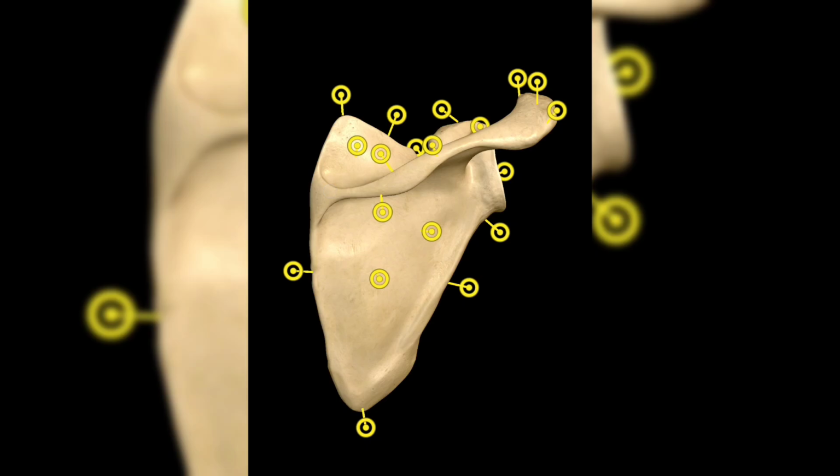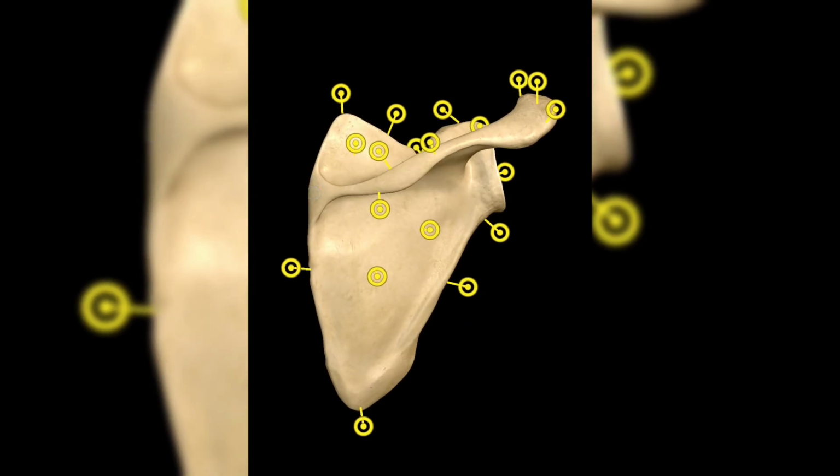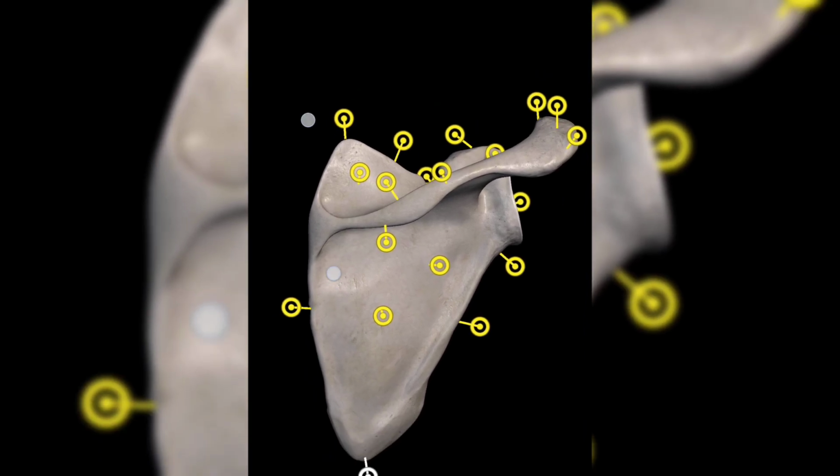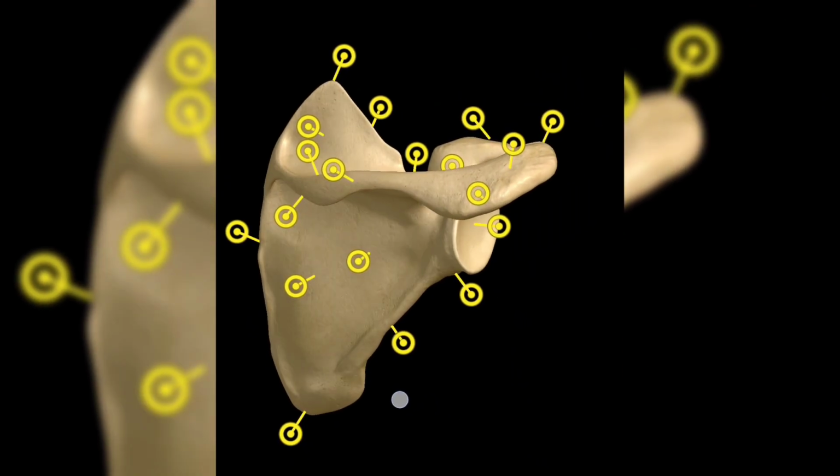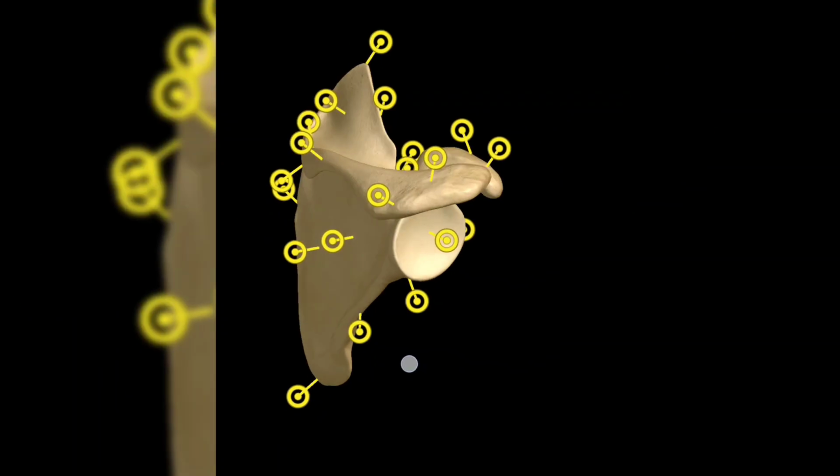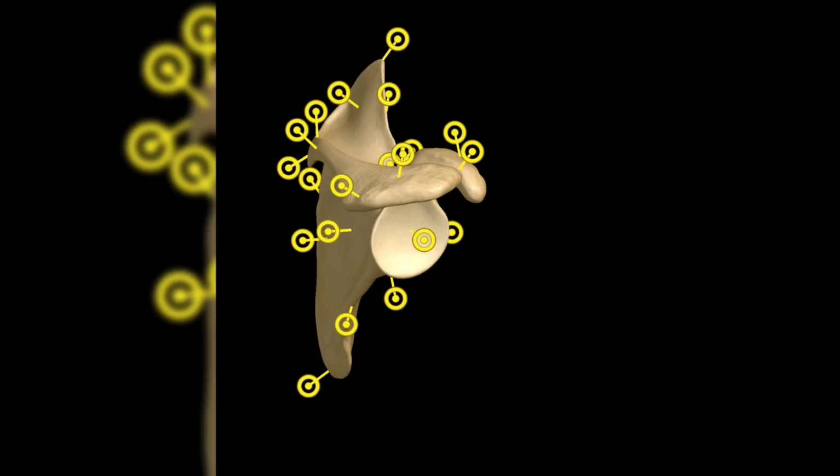Then we have the rhomboid minor muscle, which is inserted on the dorsal aspect of the medial border opposite the root of the spine. Here. The rhomboid major muscle is inserted on the dorsal aspect of the medial border from the root of the spine to the inferior angle. The long head of the biceps brachii arises from the supraglenoid tubercle.